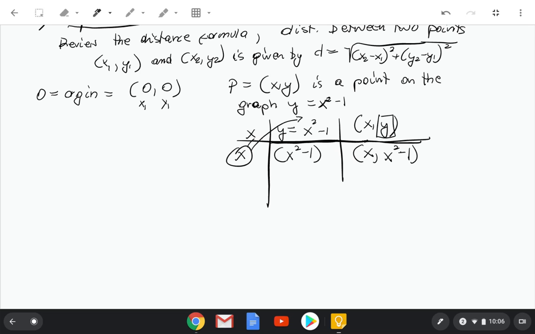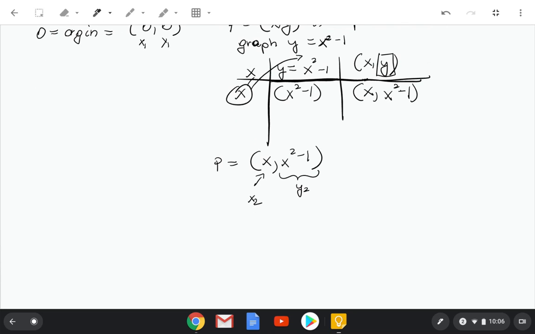Okay, so P has coordinates x and y. Y coordinate has to satisfy the equation, which is x squared minus 1. So you're going to replace that y with x squared minus 1. Okay, so point P will be your x2, y2, from the distance formula. Okay, so now we're going to find the distance.